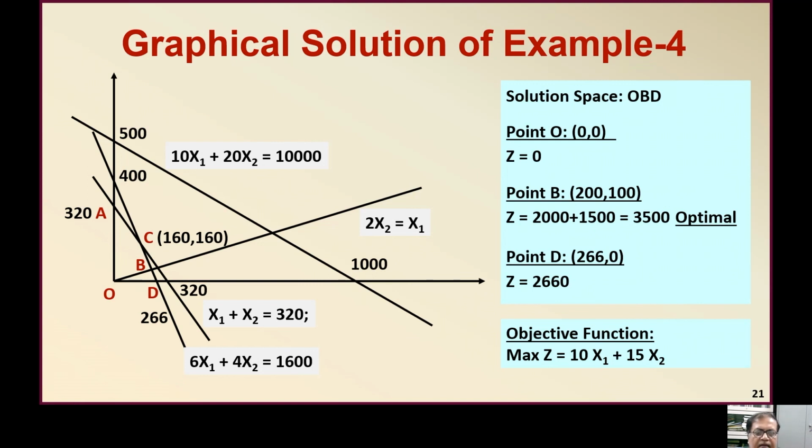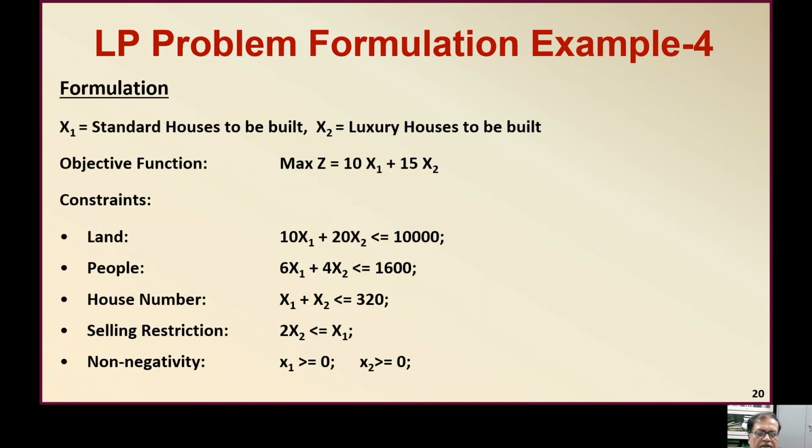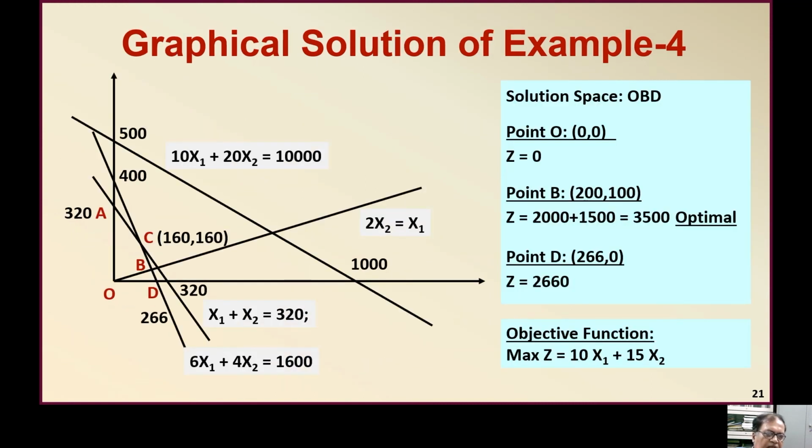So there is a second part. The second part says a special promotional effort can completely remove the restriction on the number of luxury houses to be sold. What is the maximum money that can be spent on this promotional effort? So let's go back to the graph. If this line is withdrawn, what should be the solution space? Look at it carefully and tell me.